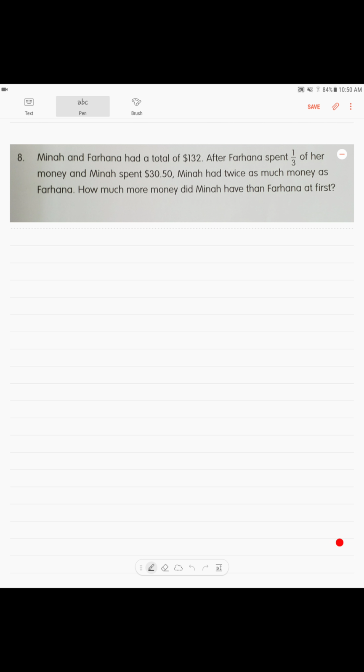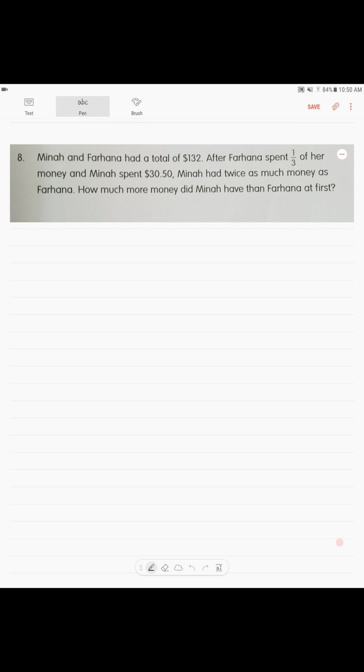Alright, problem number 8. Mina and Farhana had a total of $132. After Farhana spent 1/3 of her money and Mina spent $30.50, Mina had twice as much money as Farhana. How much more money did Mina have than Farhana at first?